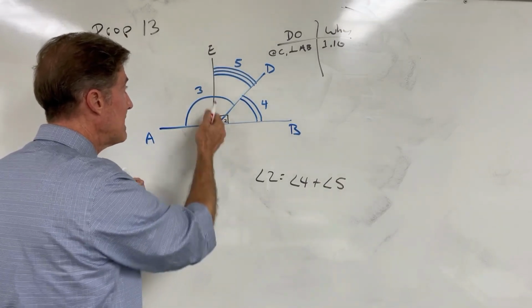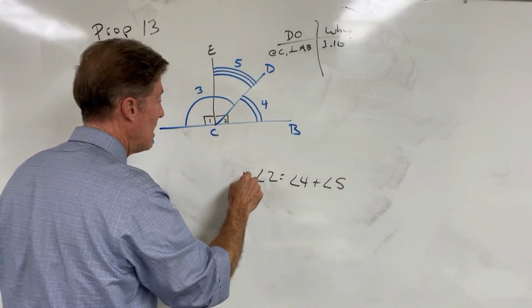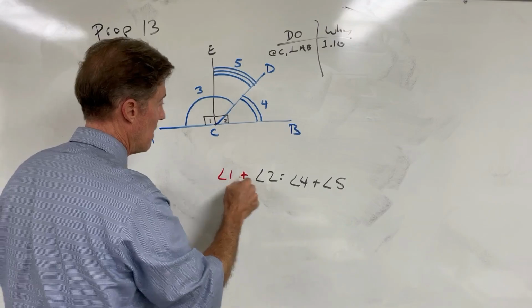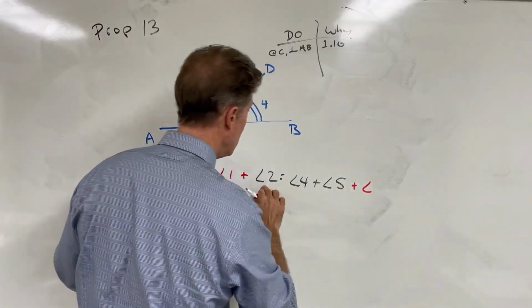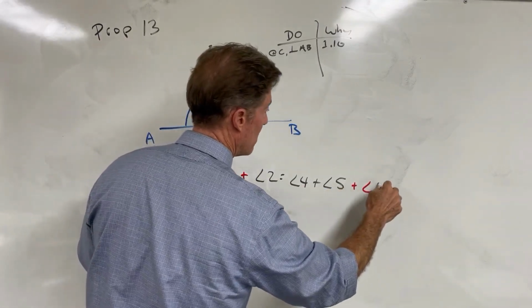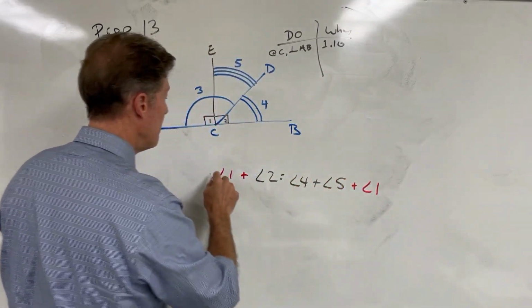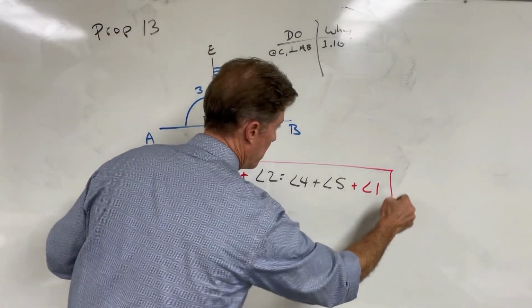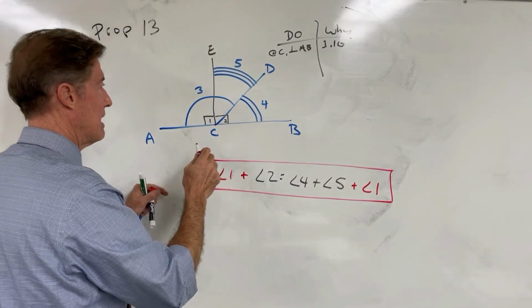Well, at that point, let's add angle 1, the remaining angle, to both sides. Because if these are equal, we can add equals to equals and it preserves the equality. So let's put a box around that. We're going to come back to that later.